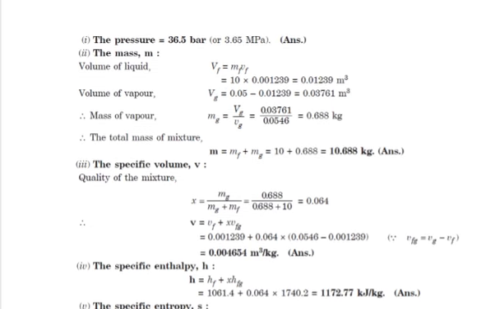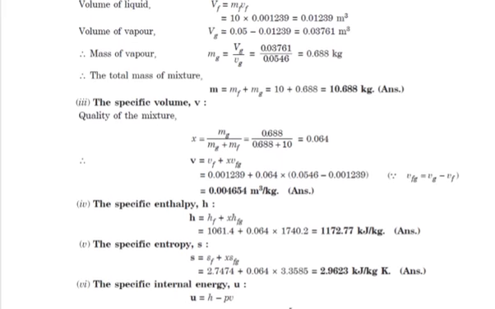Then the mass of vapor, mg, equals Vg divided by small vg. With that ratio you get 0.688 kg, the mass of vapor. Then to determine the total mass of the mixture, because the mixture consists of water and steam, mass m equals mf plus mg. Adding 10 plus 0.688, you get 10.688 kg. This is the total mass of the mixture.